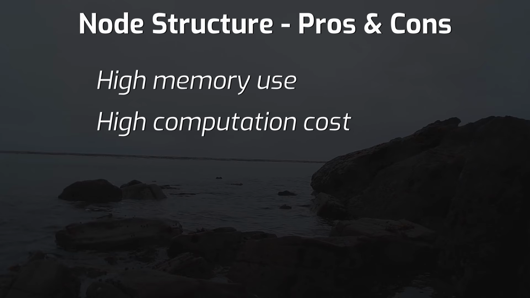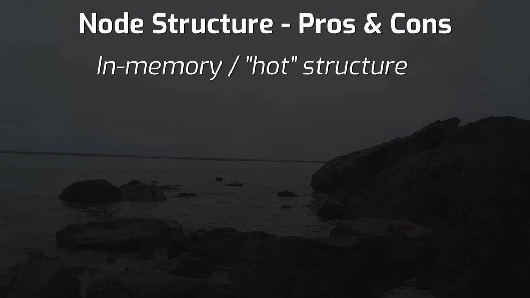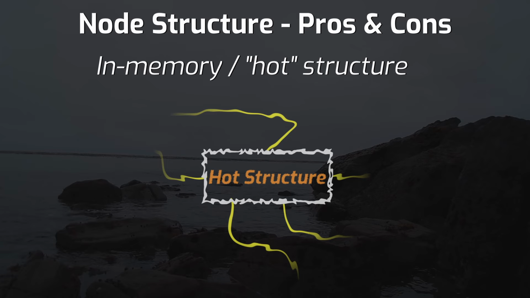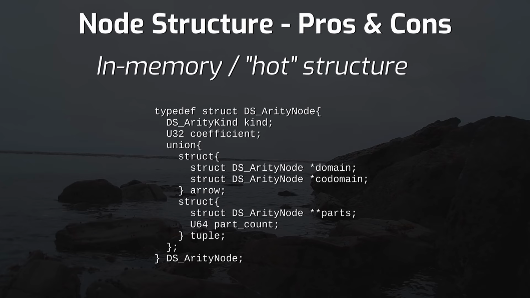A third point we can talk about regarding the node data structure is that it's an in-memory data structure. I often like to just call these hot data structures. A data structure is hot if it's wired up and ready to be used immediately in a program. Hot data structures exist at a specific place in time. You can tell that my nodes are hot data structures because of the fact that they use so many pointers, which are the main way to create hot structures in C.